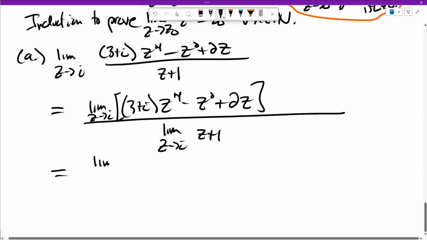With our numerator, we're then going to break them up under plus and minus.